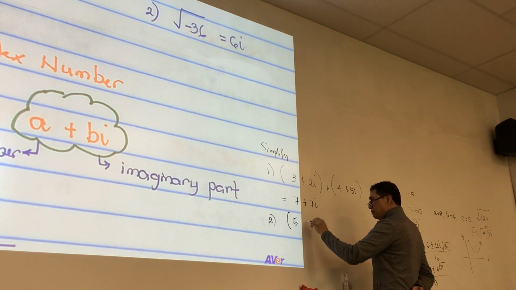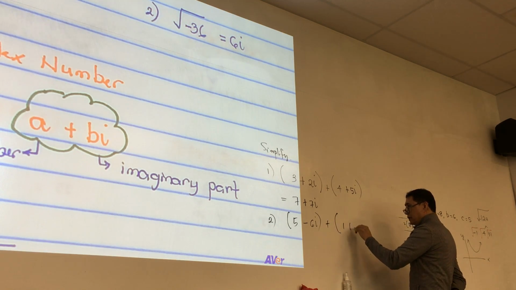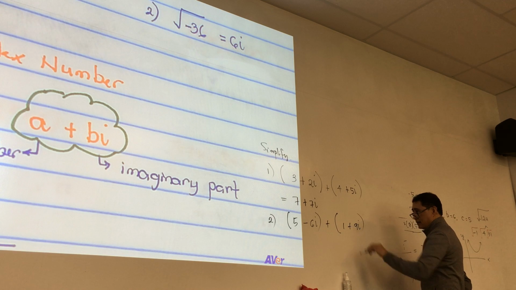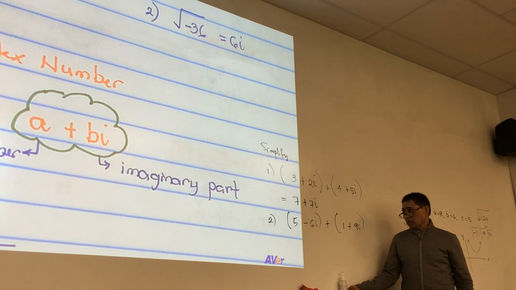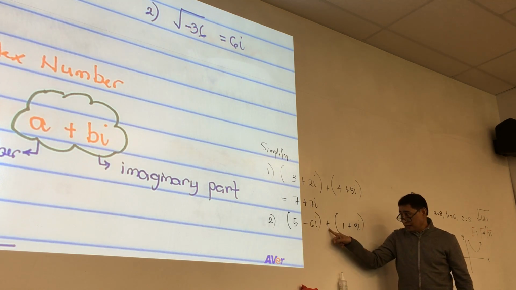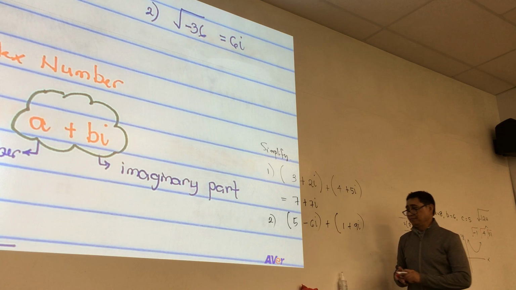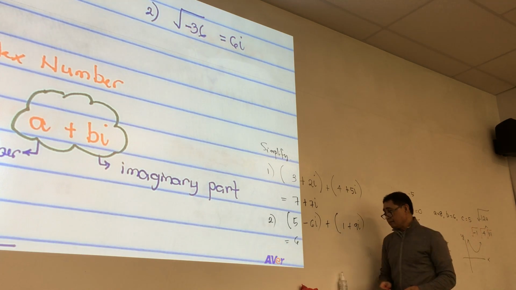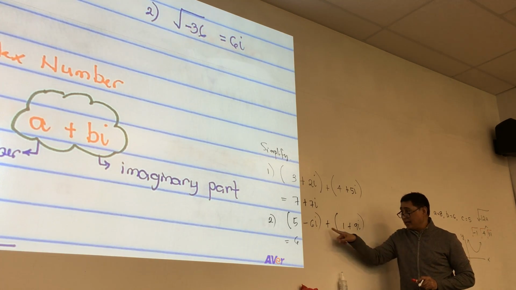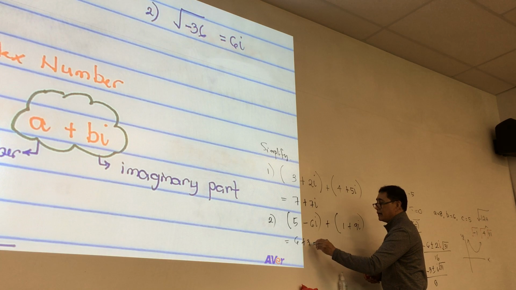Number 2. I have now 5 minus 6i plus, I'll say 1 plus, let's say 9i. So what is our operation? Addition. Ready? 6. Very good. Are we clear with the 6? Because 5 plus 1. 6. Now, look at this one. Signed numbers again. Negative 6i plus 9i. 3. Positive or negative? Positive 3i. There you go.